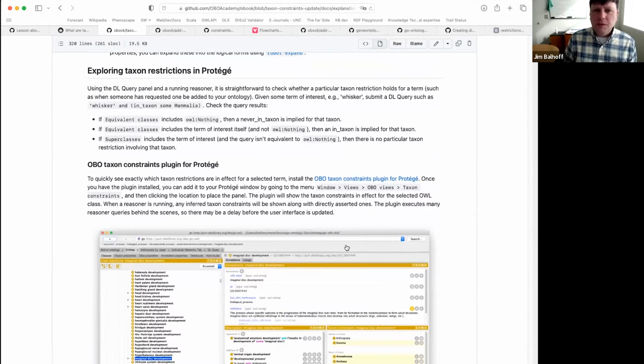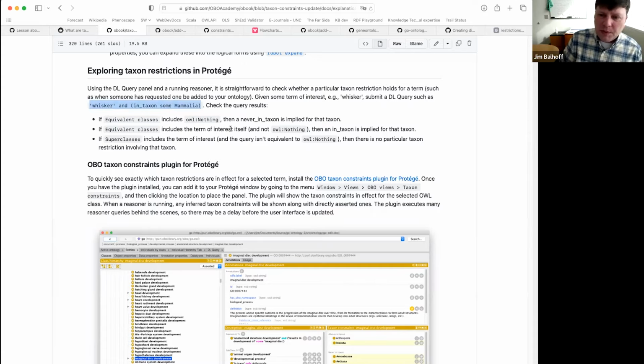And so, to shift topics: if you have taxon restrictions in your ontology, and let's say you have all your imports set up right so that they work, how can you explore them in Protege? One simple way that doesn't require any extra plugins is just using DL queries. This works if you're wondering about a particular taxon. So let's say we have some term, whisker, and somebody asks us to add a taxon constraint: whiskers are in mammals. One thing you can do is see if that is already implied by anything else. So you do a DL query for whisker and in taxon mammalia.